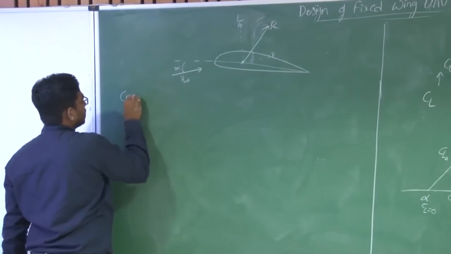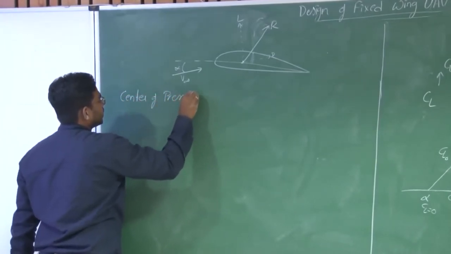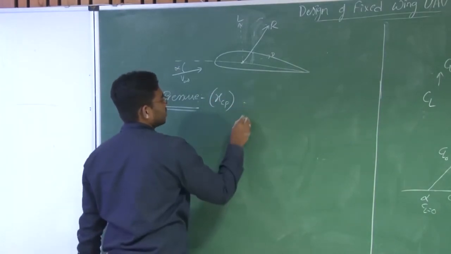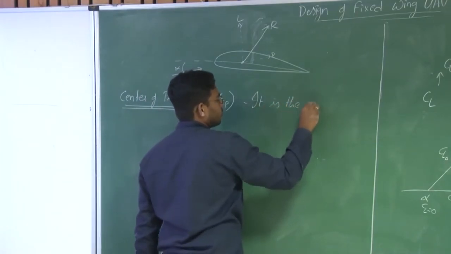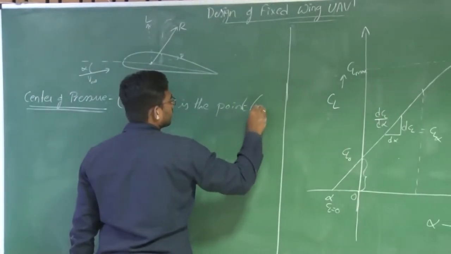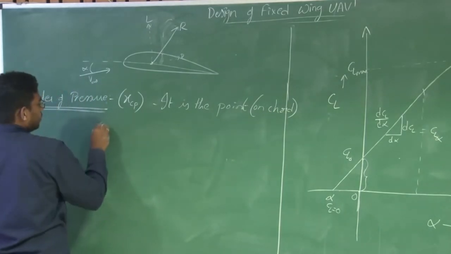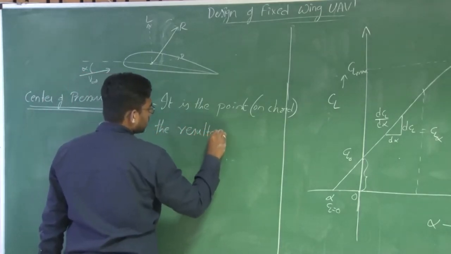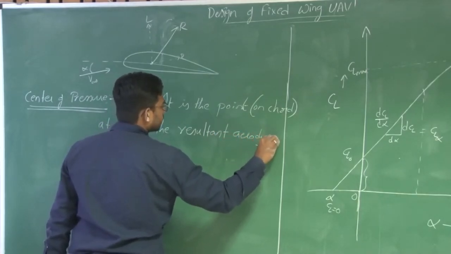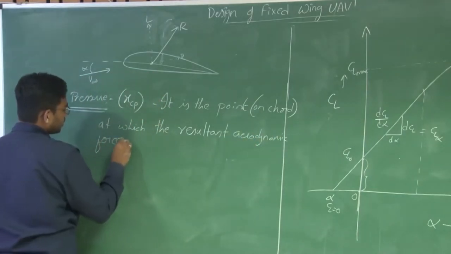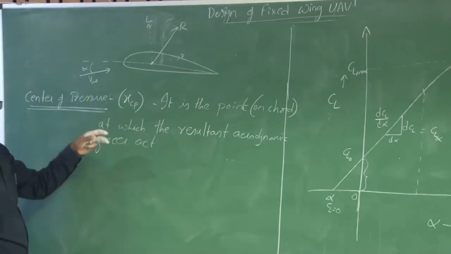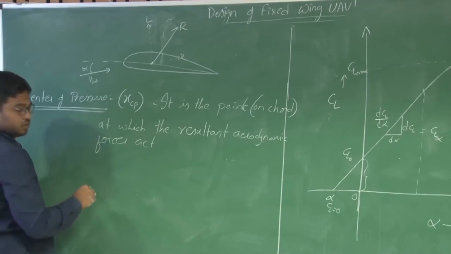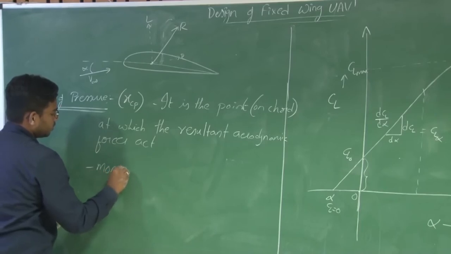So let us define center of pressure. You call it X Cp. It's a point mostly on the chord line, right? On the chord at which the total, the resultant aerodynamic force acts. So at the center of pressure, if you take a moment about the center of pressure, it will be zero. So moment about center of pressure is zero.